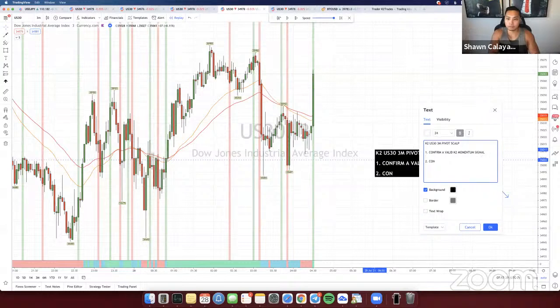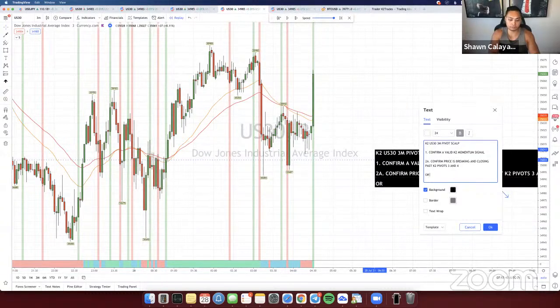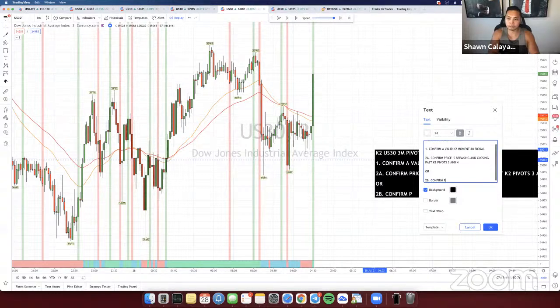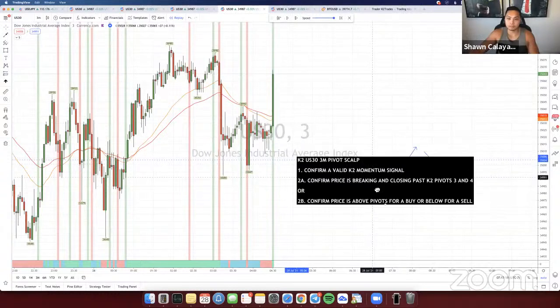For 2A, you want to confirm price is breaking and closing past K2 pivots 3 and 4. If that's not there, you look for 2B. You confirm price is above pivots for a buy or below for a sell. Yes, looking at this right here.